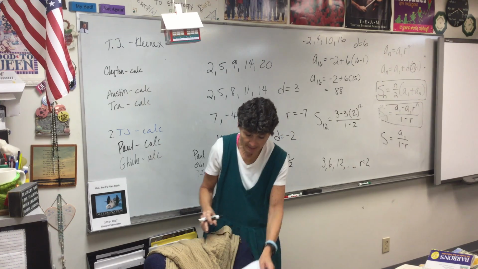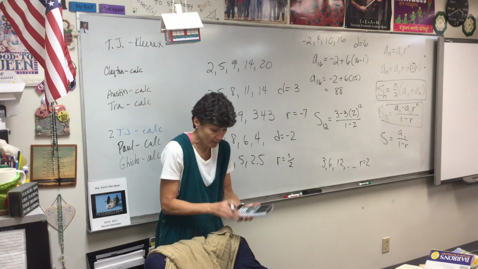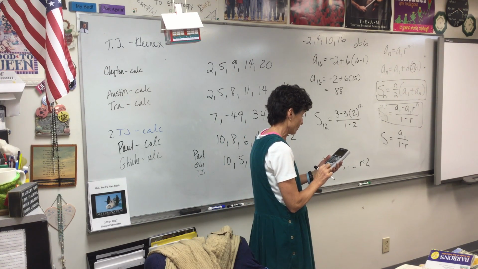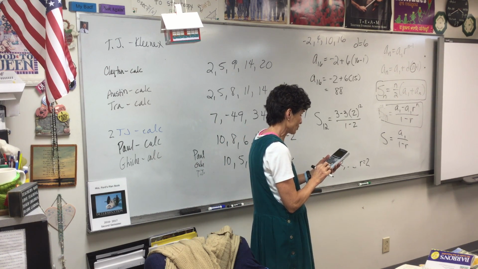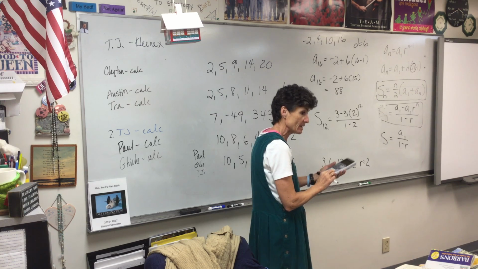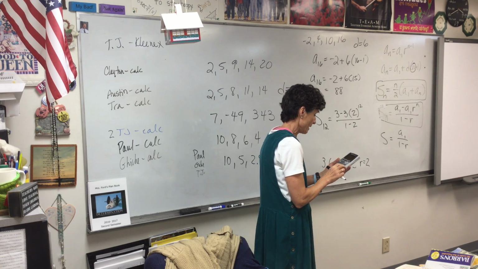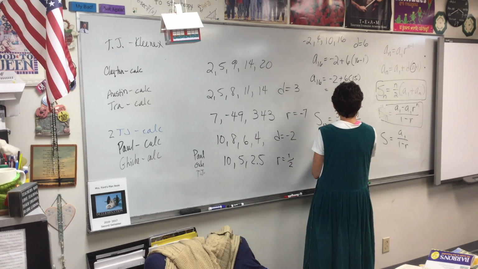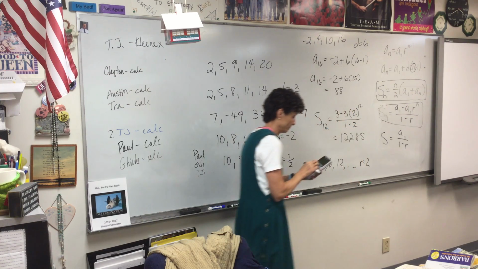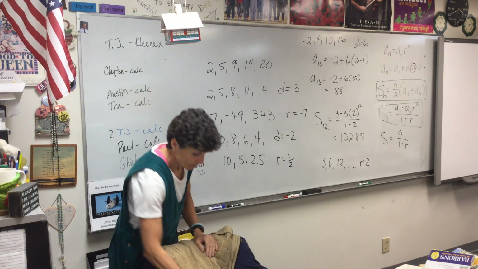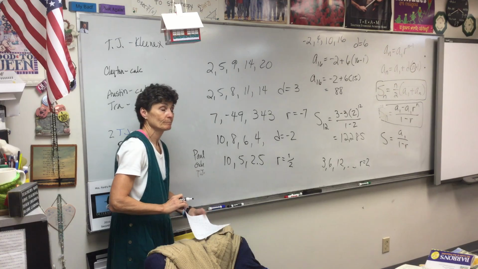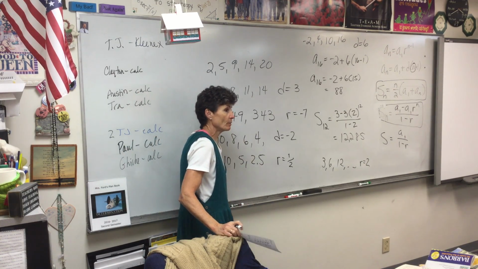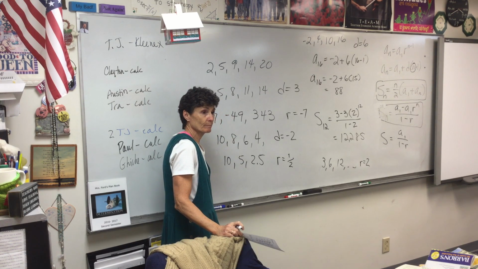All right, let's all type this in. This is the one we were having trouble with a minute ago. Let's type it in and see if we can get it. 3 minus 3 times 2 to the 12 equals, and then divided by negative 1. I got 12285. Do we match? Everybody okay with that? We match.